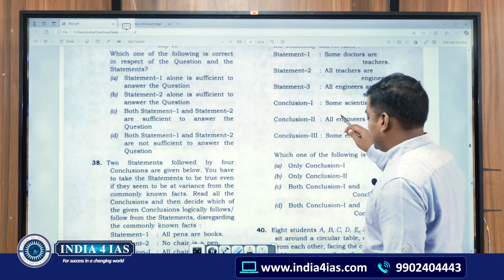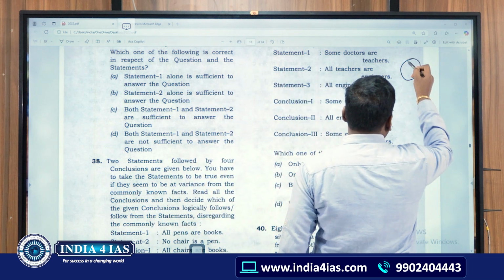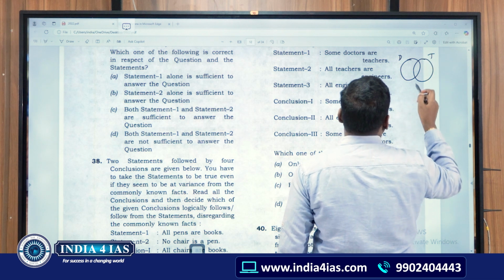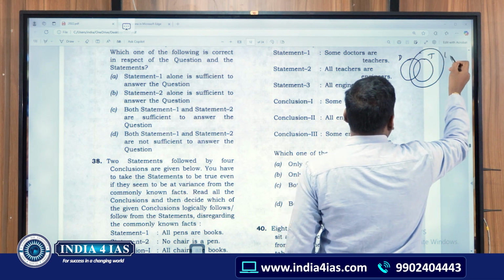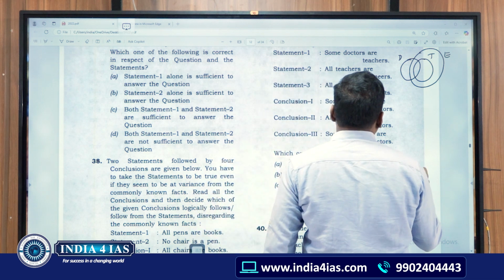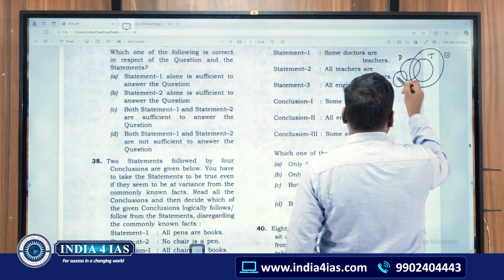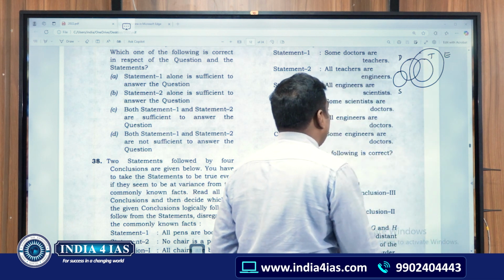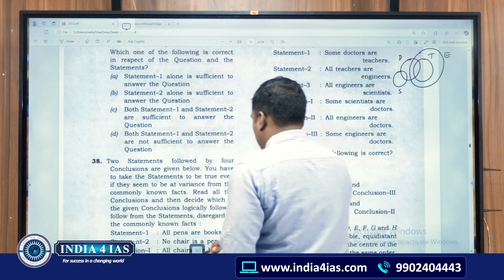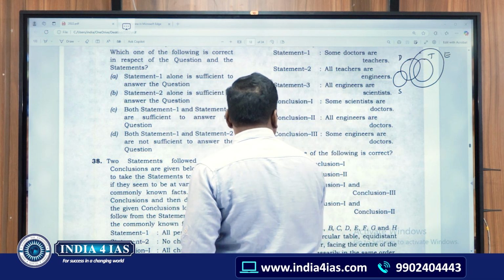Similar problem. Some doctors are teachers. All teachers are engineers. This is a possible diagram that I can have. And some scientists are doctors. These are the exclusive diagrams I have. Sorry. See, again I have committed the mistake here because I am reading the conclusions.